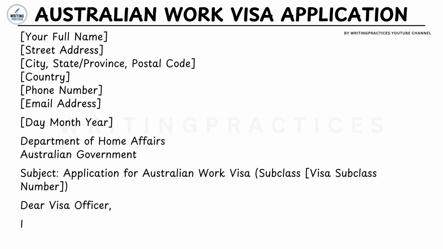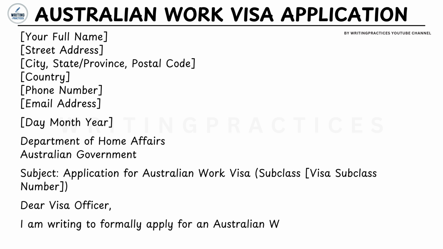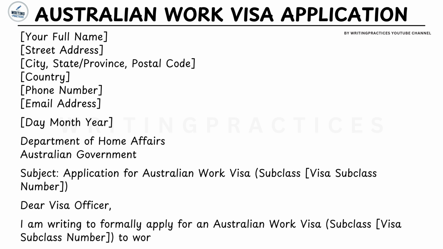First paragraph, purpose of application. This paragraph states why you are writing. Example, I am writing to formally apply for an Australian work visa, subclass 482, to work in Australia as a software engineer. This clearly explains the purpose of your application from the beginning. It immediately tells immigration officers the type of visa and position involved. Keep this statement direct and concise.